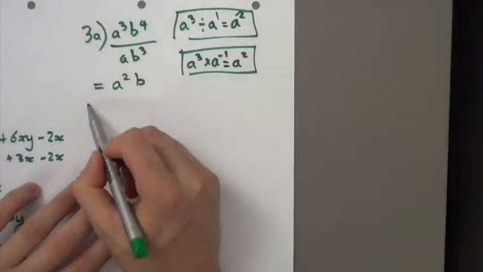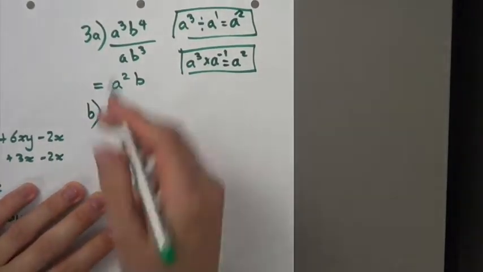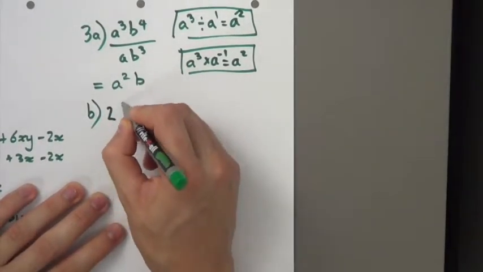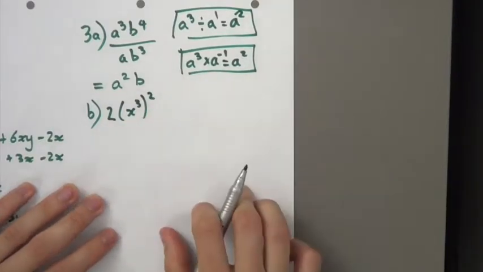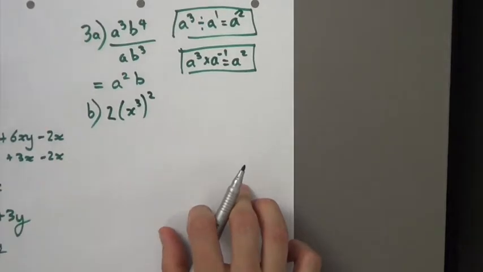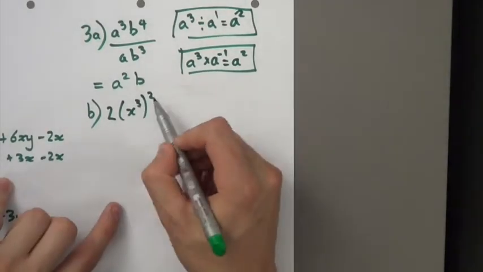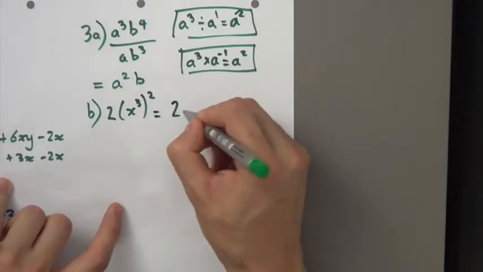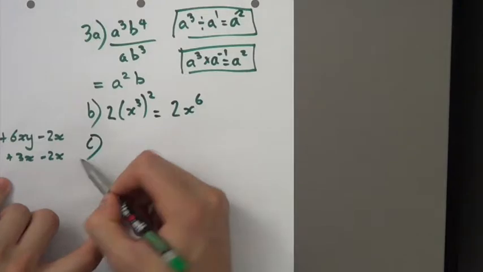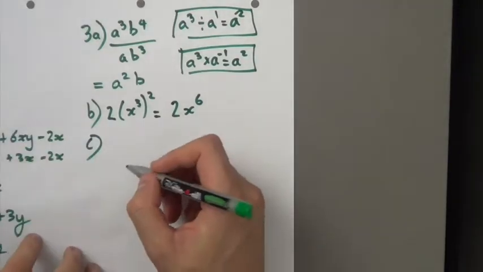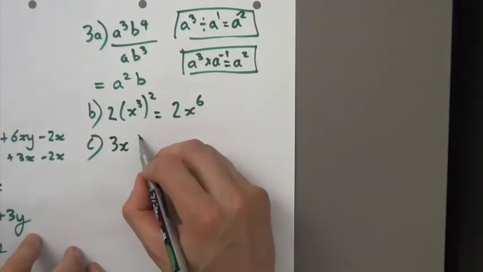Right, next one, B. Simplify 2x cubed, all squared. In this example, it's literally 3 times 2. So 2x to the 6. That's your answer.